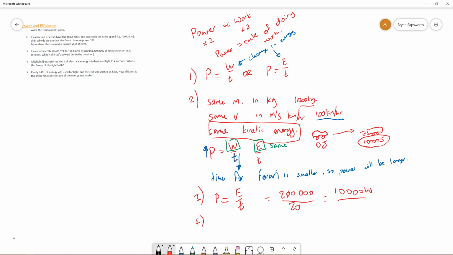4. A light bulb transforms 400 joules of electrical energy into heat and light in 4 seconds. What is the power of the light bulb? So power equals energy over time. So that equals 400 joules divided by the time, which is 4, and that gives you 100 watts.